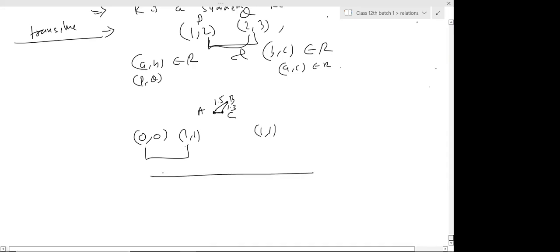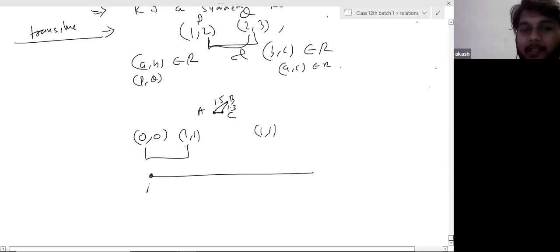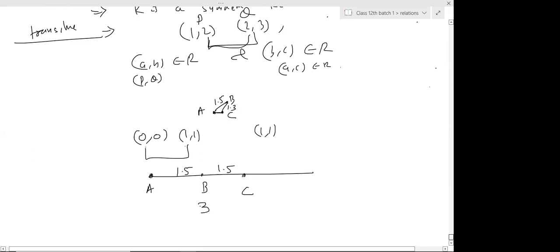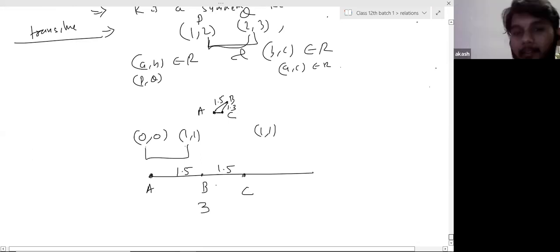If I draw a straight line, all right, Shikani, one point is A, another point is B, and the point is C. If this is 1.5, this is 1.5, will AC be less than 1.5? What will be the distance of AC? It will be 3, right? So AB is less than 2, BC is less than 2, but AC is not less than 2. So this is not transitive.